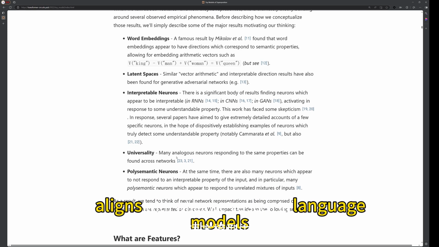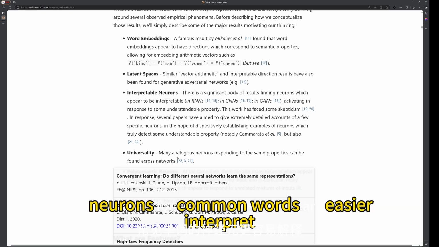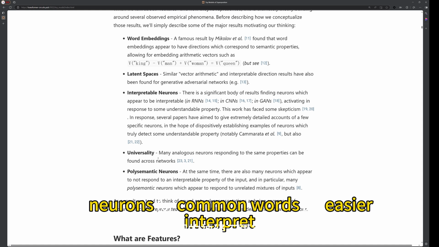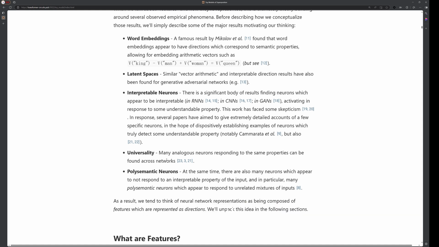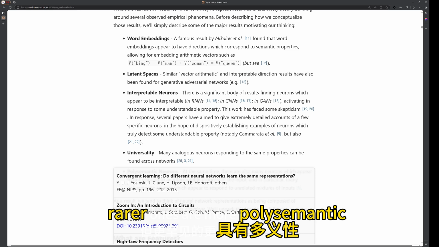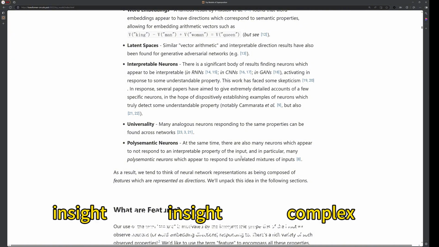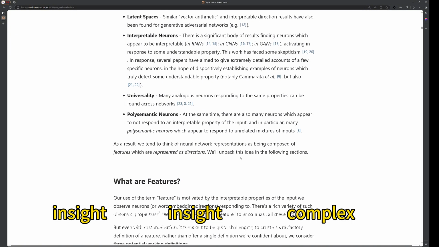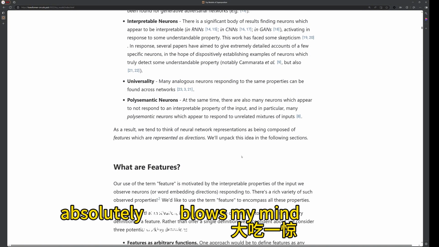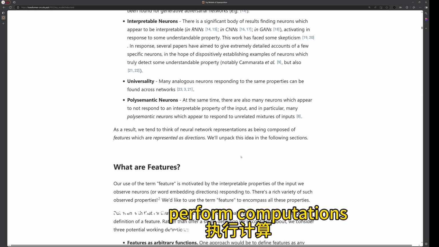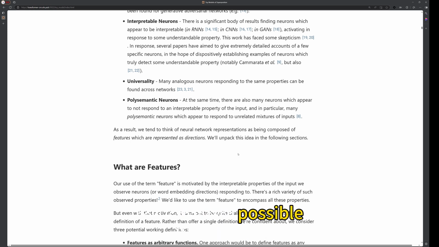And this aligns with what we've seen in language models, where neurons for common words are easier to interpret, but the rarer ones are more polysemantic. So even though this is a simplified model, it's giving us real insight into more complex ones. Absolutely. What blows my mind, though, is that it can perform computations while in superposition. How is that even possible?